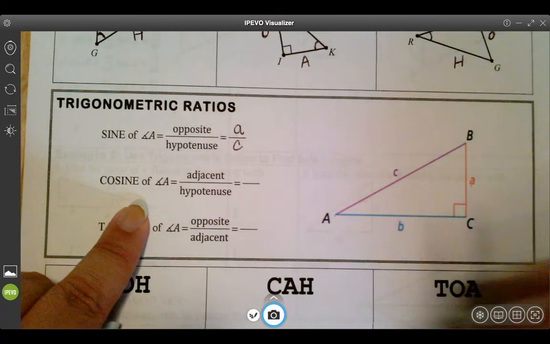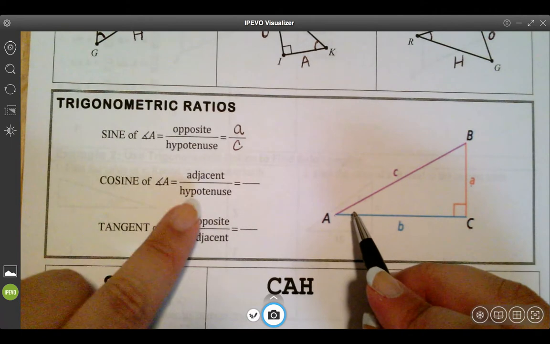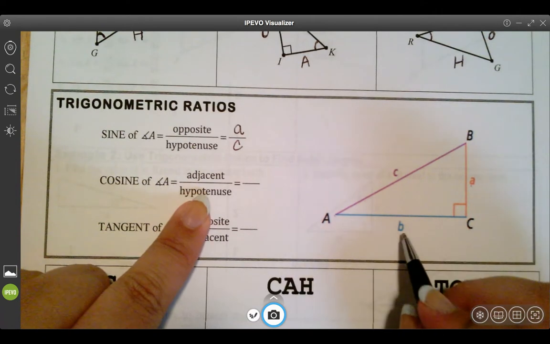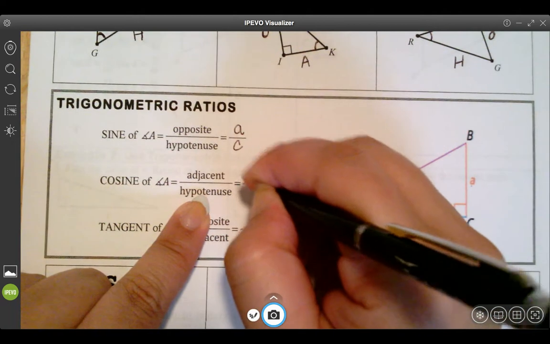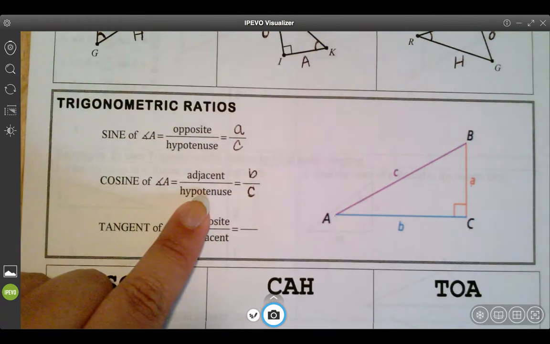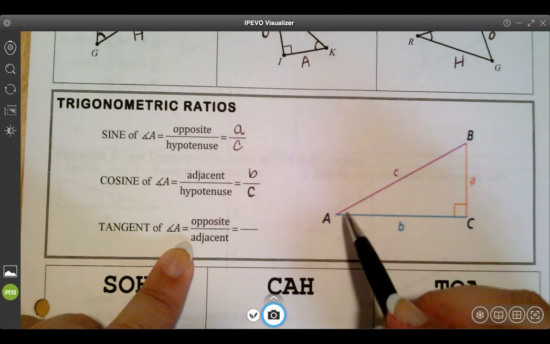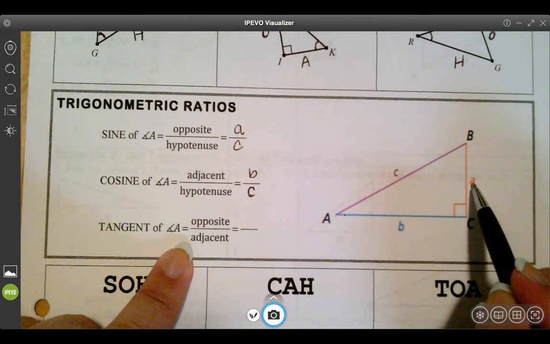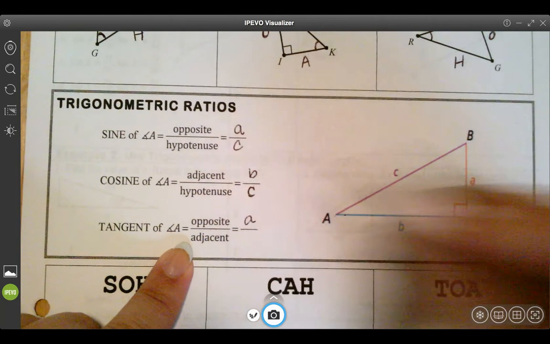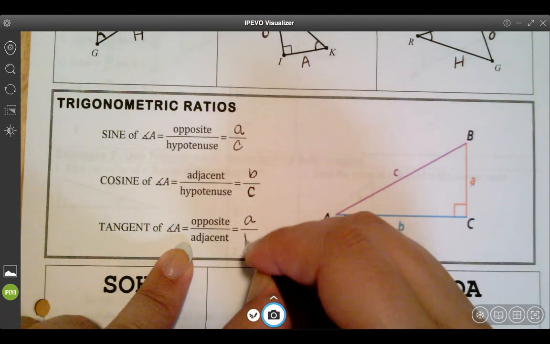Cosine of angle A, so I take angle A, and the output will be adjacent, which is not the hypotenuse, but the other one that's touching A, that's B, over the hypotenuse, which is C. And tangent for angle A gives us opposite, little a, over adjacent, little b.